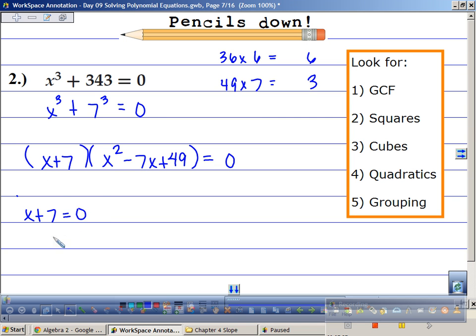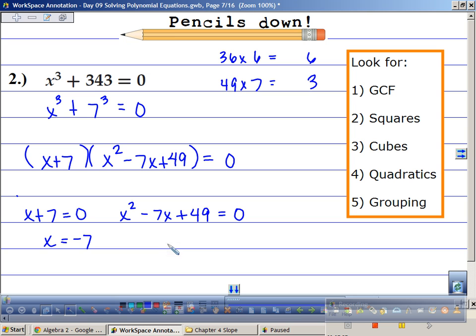X plus 7 equals 0, so x equals negative 7. There's one of my zeros. How's this one going to play out? Is it factorable? Probably not. It's not a perfect square. And it's not factorable. And I wouldn't use completing the square.